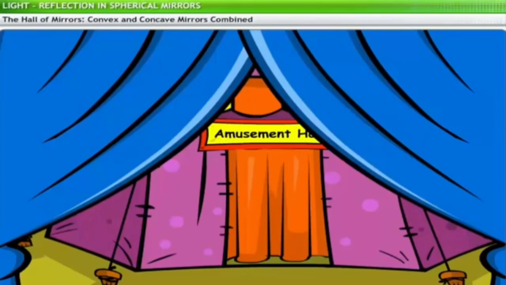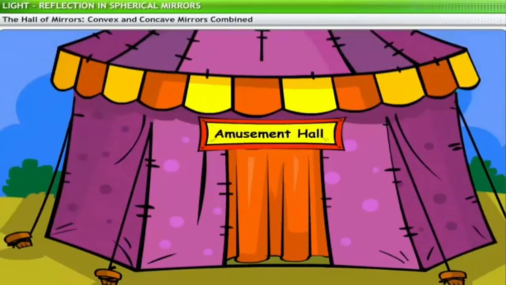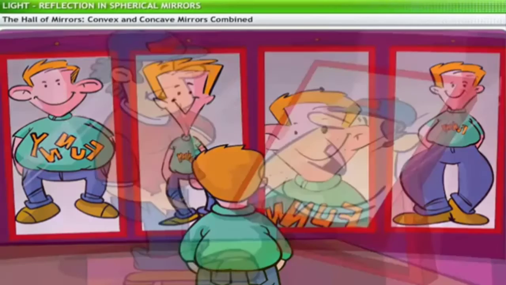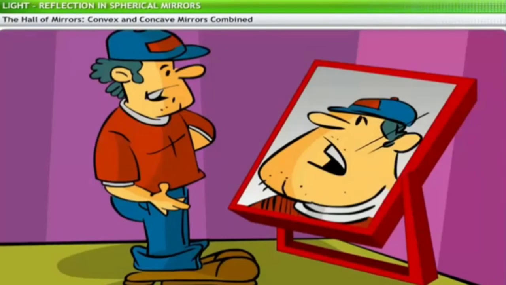Now, based on your knowledge of spherical mirrors, let's examine how these mirrors are used in amusement parks. The hall of mirrors that you saw earlier uses combinations of concave and convex mirrors to show funny, distorted images to the viewer. Concave mirrors are converging mirrors. They help us view enlarged images.